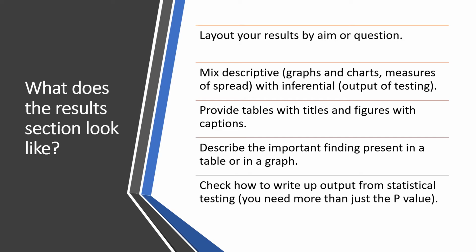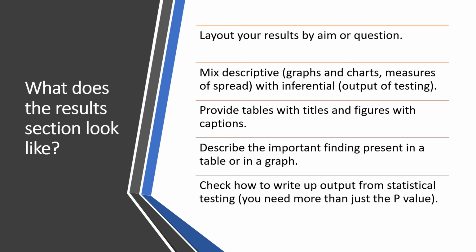Always mix together graphs and charts and measures of spread, your descriptive statistics, alongside of inferential outputs. Don't have pages of graphs and then pages of p-values. Include relevant graphs and charts and tables and relevant inferential outputs for each aim. Then move on to the next aim and do the same.